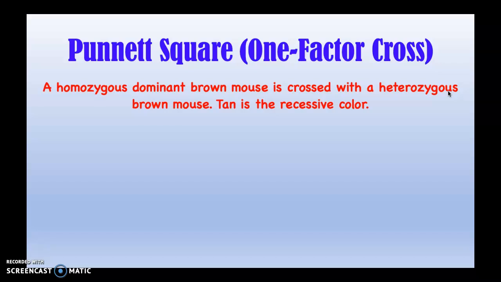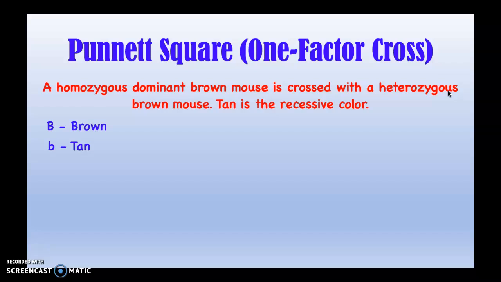Now, the first step was to identify your alleles. It says here that brown is dominant, so a big B or a capital B stands for brown. The lowercase b is going to stand for the recessive trait then, and in this case that is a tan coat color. The second step was to identify the genotypes of the 2 mice.